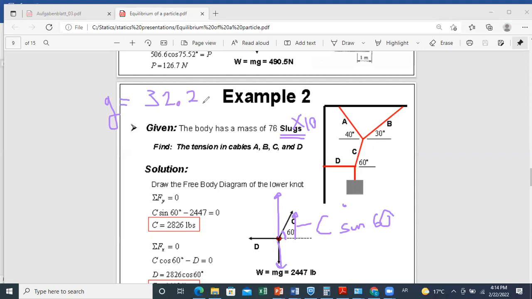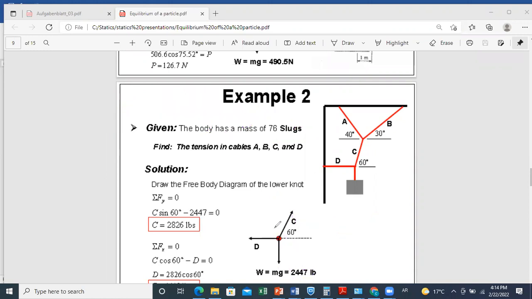I deal then with feet per second square. And the value is not 10, it's 32.2. This is why here, if you multiply 76 by 32.2, you get that your weight is 2,447. Okay? So here, the first equation will give us the tension in cable C.